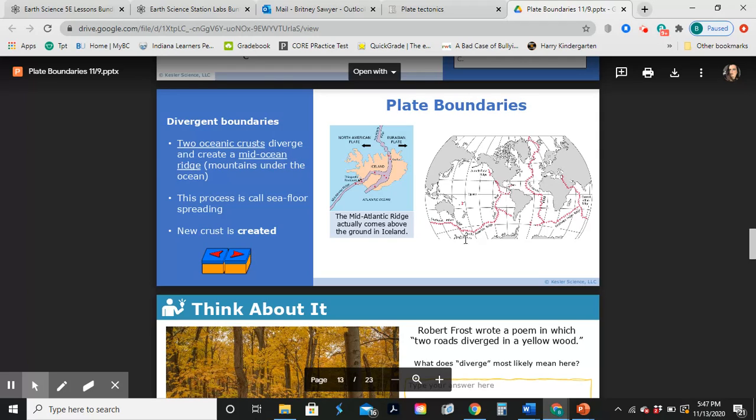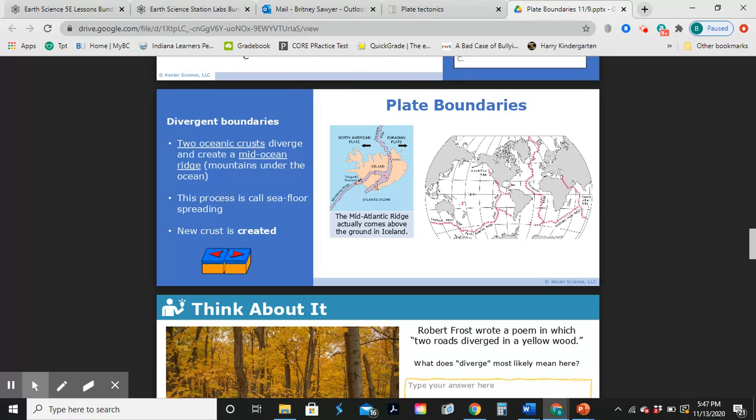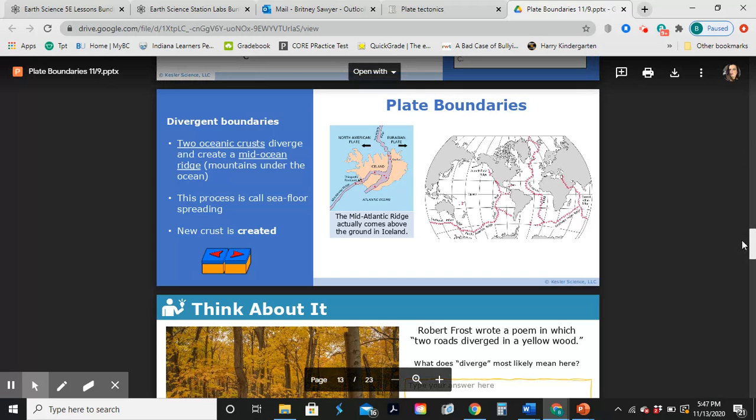The mid-Atlantic ridge actually comes above the ground in Iceland. So you see right here in Iceland where the ridges are being created, you have volcanoes because both of the plates are diverging.